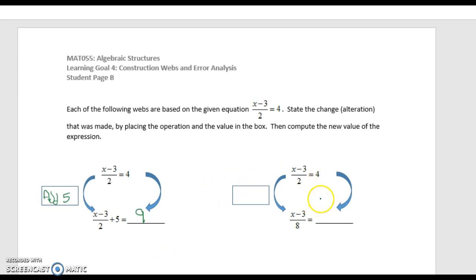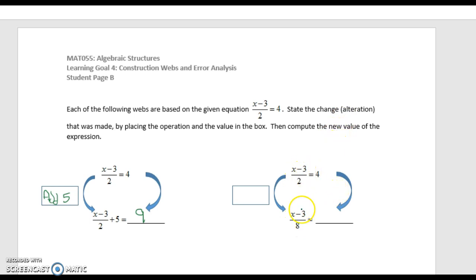Now let's look at this one over here. This one is a little bit trickier. We see the original expression and its value of 4. When we notice its alteration, we see that the only thing that changed is the 2 changes to an 8, and that's in the denominator, 2 to an 8.